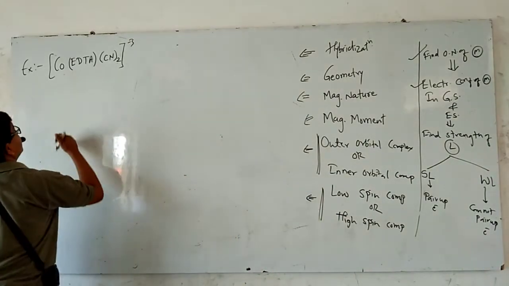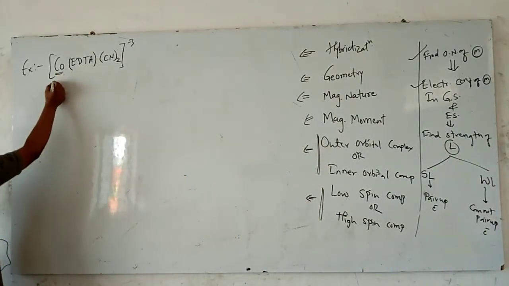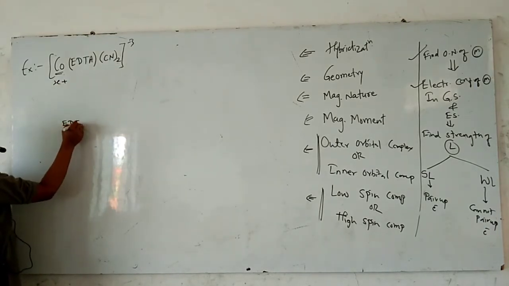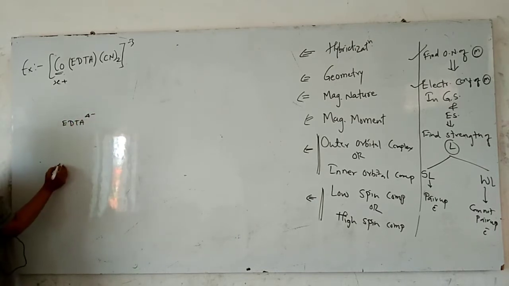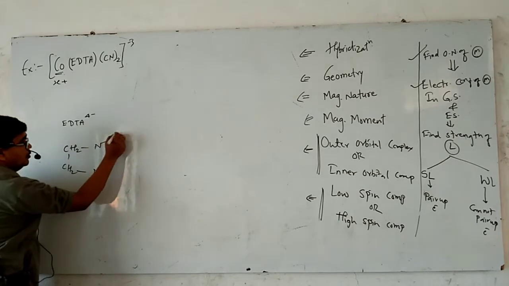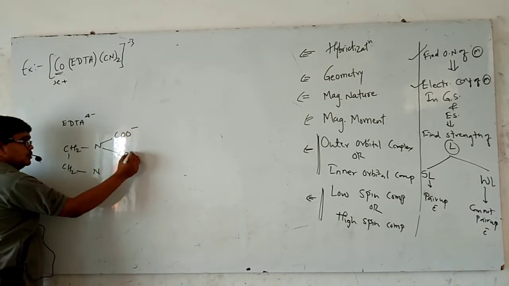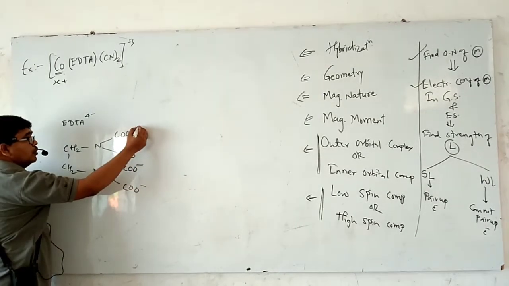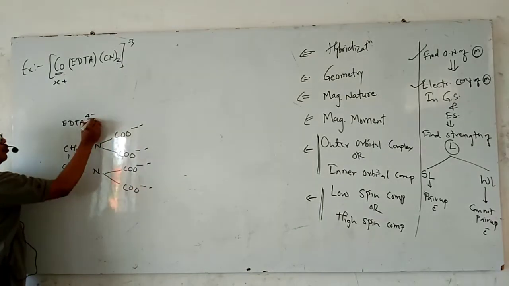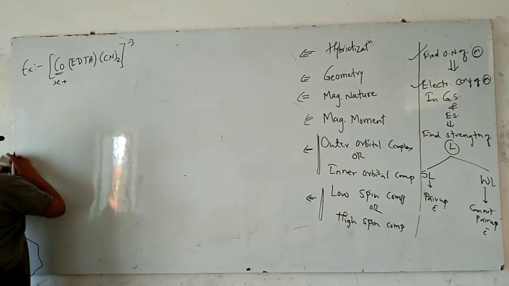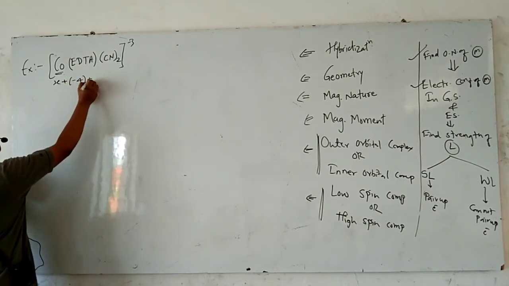Now, which is the metal atom here? Metal is cobalt. For the cobalt, say x plus. Now, EDTA carries -4 charge because the structure is CH2 CH2 N with COO minus, COO minus, COO minus and COO minus. So there are total 1, 2, 3 and 4 minus charge. So 1 EDTA possesses -4 charge.